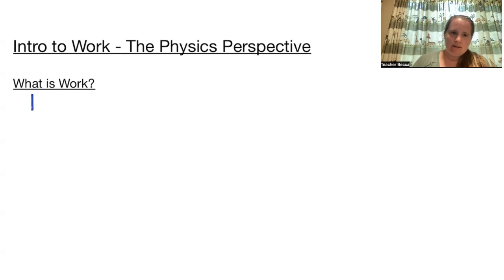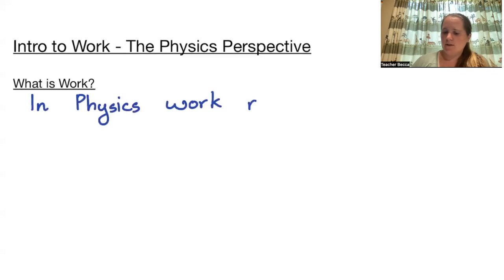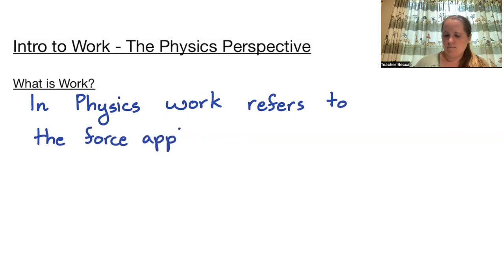In physics, work refers to sort of the force times the distance that the force is applied. So it's the force applied multiplied by the distance the force is applied.